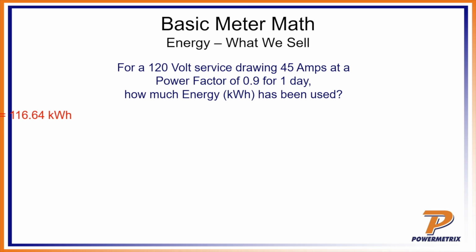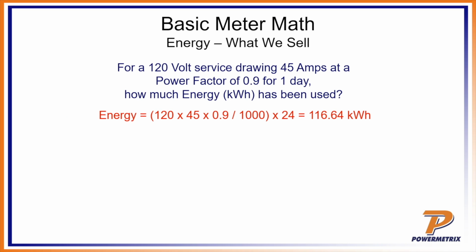So how much energy, this is the billing number that we're looking for, has been used? So the energy is the 120 volts times the 45 amps times the 0.9 power factor, right? Divided by 1,000. So then at that point in the parentheses, we've got our kilowatts, right? But now we need to add that hours and that time component to it. So it says up there 1 day, that's 24 hours. So when I multiply by the 24, now it bumps it up to 116.64 kilowatt hours.